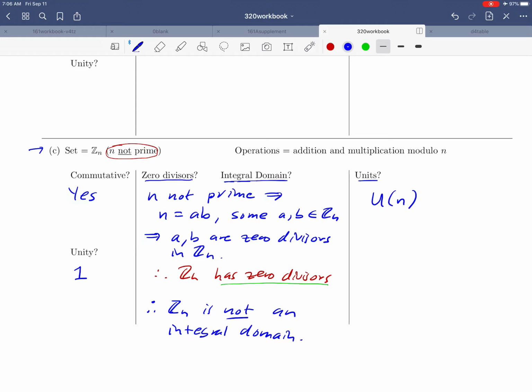So I'd like you to try the rest of these exercises. You're going to go through a couple more examples of rings and see if you can give answers to questions as to which of these properties they have.